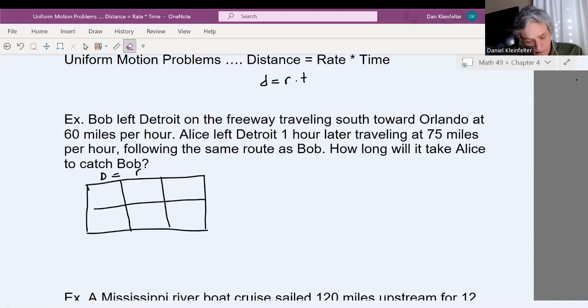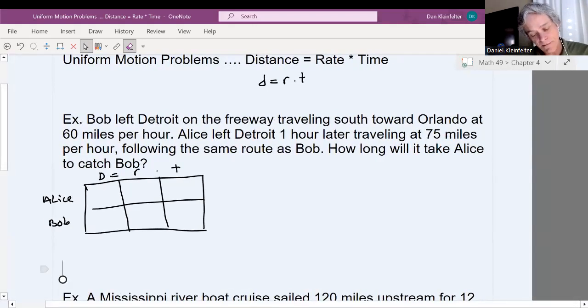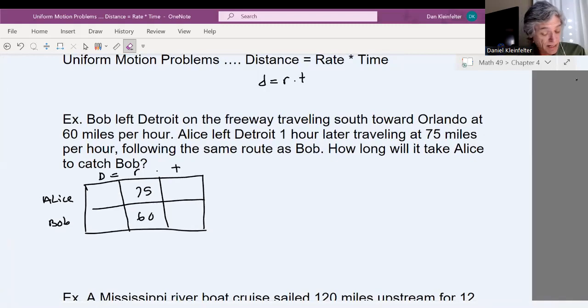So our distance equals rate times time. And we have Alice and we have Bob. Okay, let me go through and fill out anything in this table that I can. So Bob goes 60 miles an hour. So that's his rate. And Alice goes 75 miles an hour. That's her rate. Okay, and then distance equals rate times time. So if we have the time, we'd be able to calculate the distances. So I'm going to use the times for our variables.